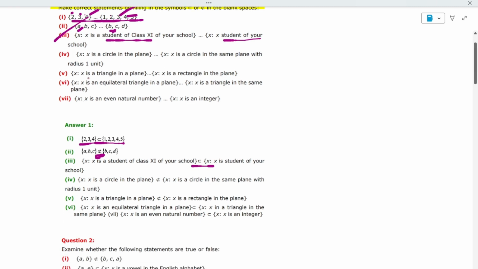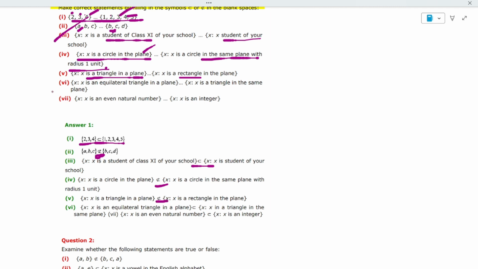Now let's see, x such that x is a circle in the plane, next, in the same plane with radius 1 unit. Here they have not mentioned radius, there they have mentioned radius, so it does not belong to. And next, the fifth question: x such that x is a triangle in a plane, and this is a rectangle. The shape itself is different, so we write does not belong to.